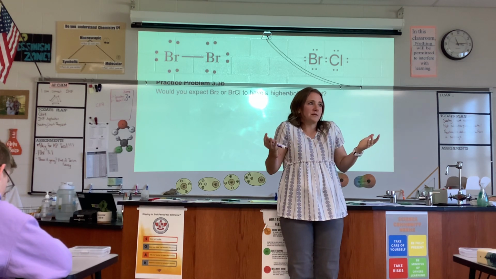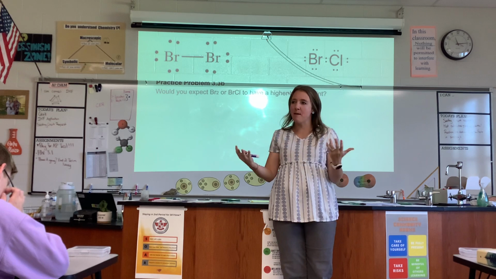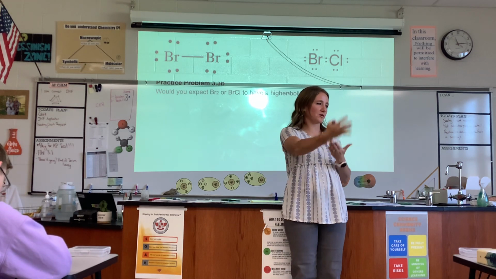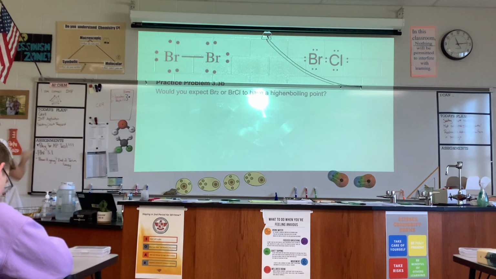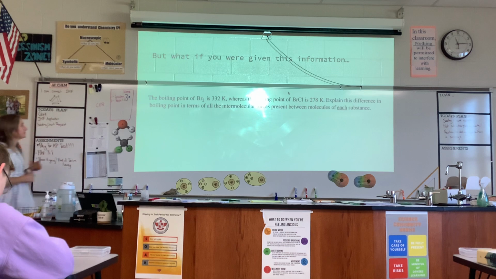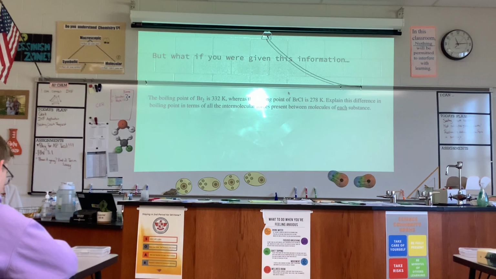So recognize the connection your brain needs to make, otherwise it can be very confusing. Like, I don't even know what to do. But once you realize it's about IMFs, then sometimes the pathway becomes much more clear of how to connect it. All right, what if instead of this question, the question said this? The boiling point of Br2 is 332 Kelvin, whereas the boiling point of BrCl is 278 Kelvin. Explain this difference in boiling points in terms of all intermolecular forces present between molecules of each substance. Why does this feel weird?